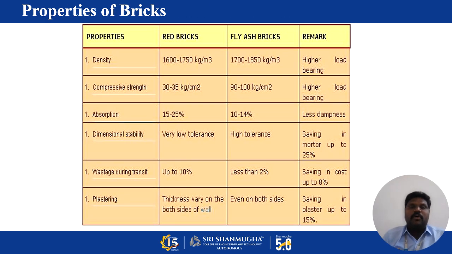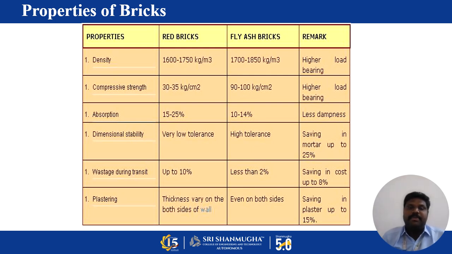Here are the properties of red clay as well as fly ash bricks. The density varies from 1,600 to 1,750 kg per meter cube, as against 1,700 to 1,850 for fly ash brick, which is used for higher load resistant structures. Compressive strength is 30 to 35 kg per centimeter square for red brick, and 90 to 100 for fly ash brick, also used for high load bearing structures. Absorption is 15 to 25% for red brick and 10 to 14% for fly ash.